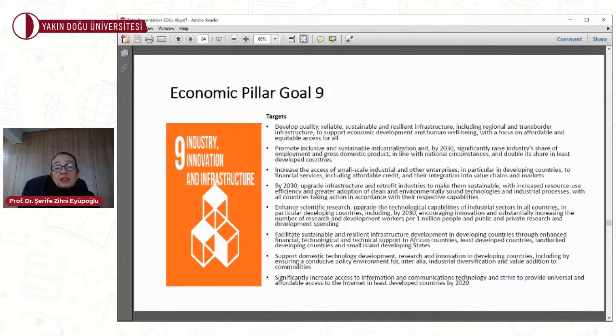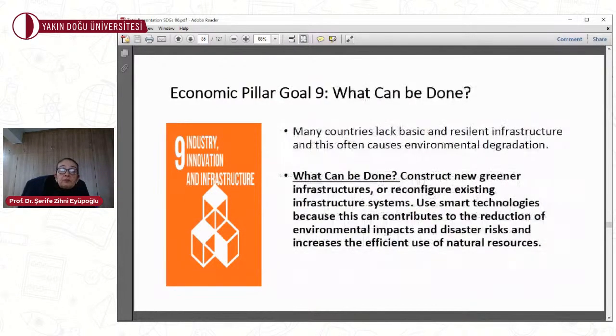Okay, what are some of the targets? Develop quality, reliable, sustainable, and resilient infrastructure, including regional and trans-border infrastructure to support economic development and human well-being, with a focus on affordable and equitable access for all. Increase the access of small-scale industrial and other enterprises, in particular in developing countries, to financial services, including affordable credit and their integration into value chains and markets.